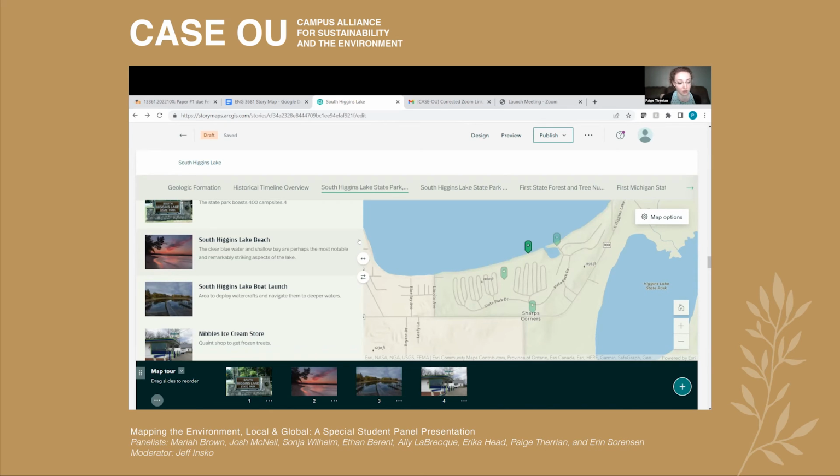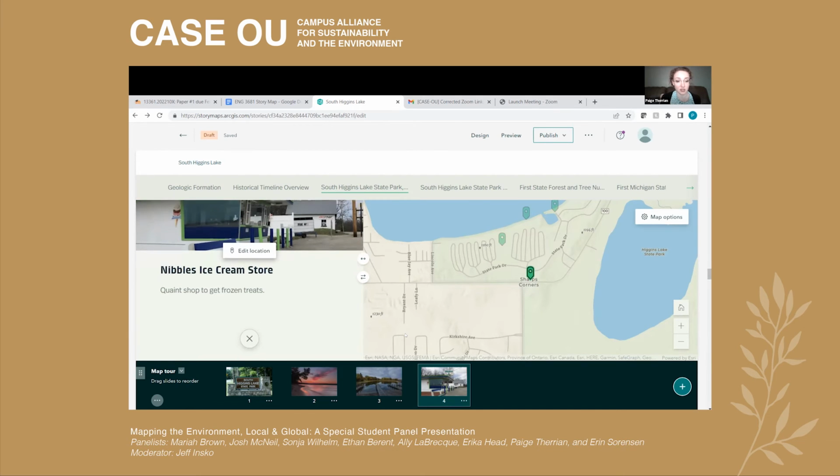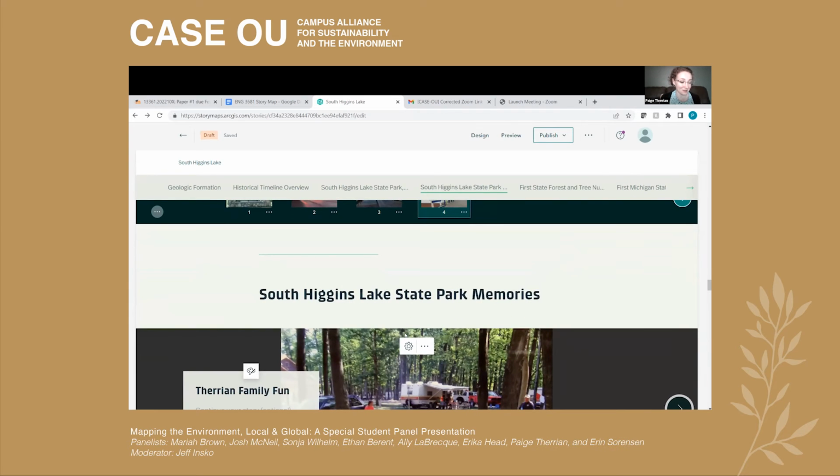Which takes us to a popular activity at the lake, boating. There's a very nice boat launch where people can deploy their watercraft and navigate out into deeper waters. And on the perimeter of the campground is a quaint shop to get ice cream, right on this road over here. So all these places are integral to an experience there.